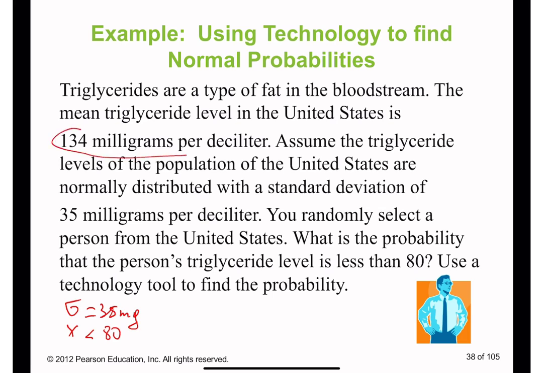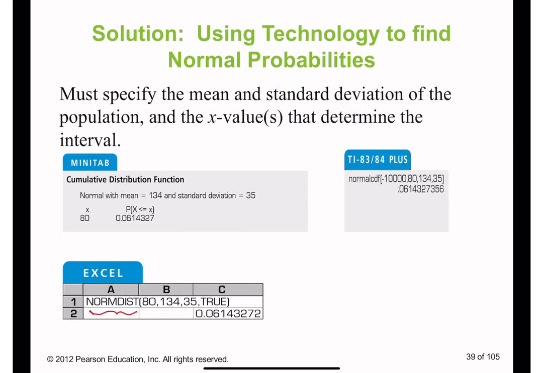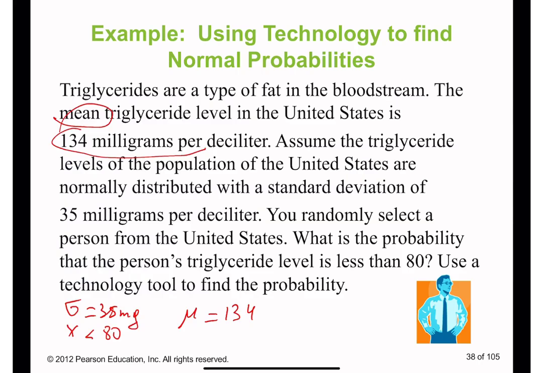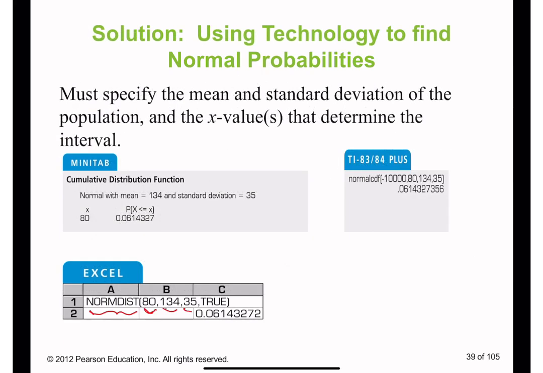So 134 is your average because it's the mean triglyceride level. So you have everything you need. Looking at this data, 80, 134, 35. What was our 35? Yeah, that's the standard deviation. So the first number you are going to enter is 80, which is going to be your X, less than 80. The second number is going to be your average. The third number is going to be your standard deviation. And the last one you put true. And with this function, norm distribution, you will get the answer 0.0614.